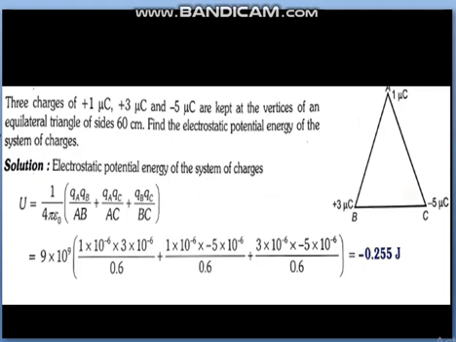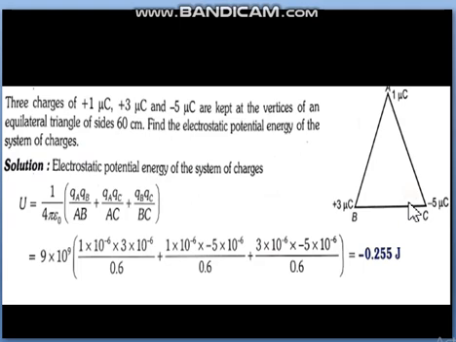In our first question, three charges are given: 1, 3 and -5 microcoulomb. These are kept at the vertices of an equilateral triangle. The side of the equilateral triangle is given as 60 centimeter, but we have to convert it into meter, so 0.6 meter is each side. The question is, find the electrostatic potential energy of this system of charges.